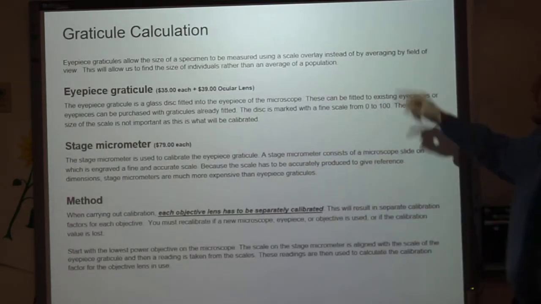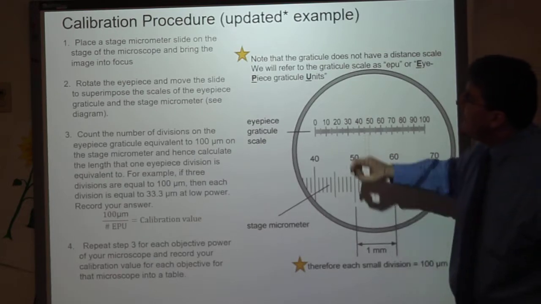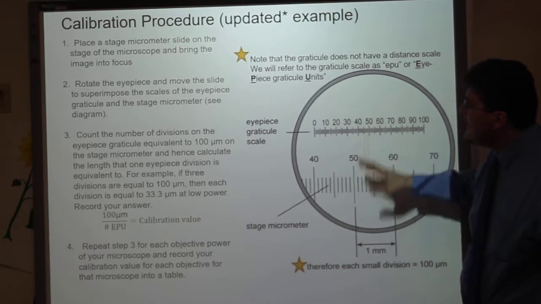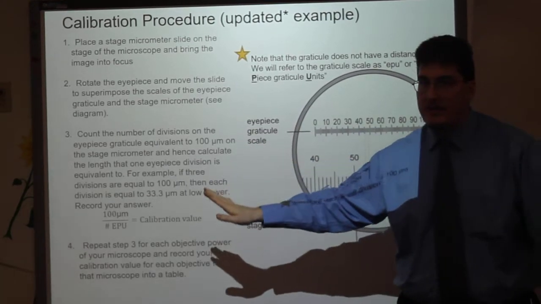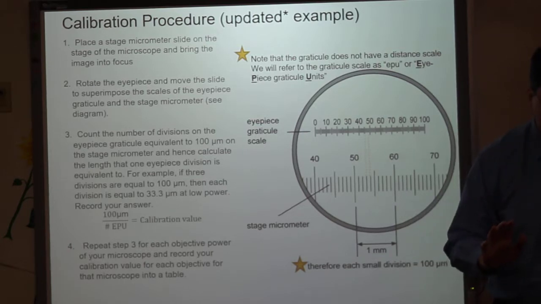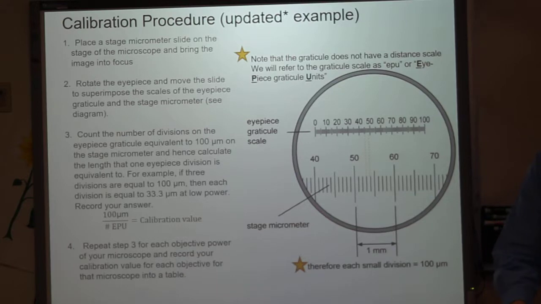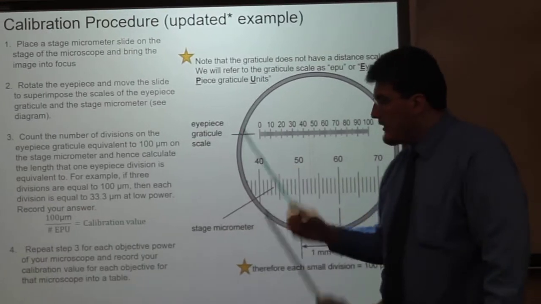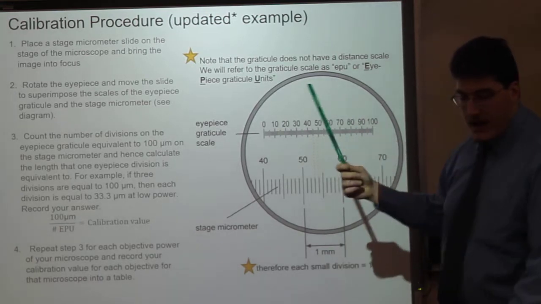All right. Now, let's talk for a moment about the calibration procedure for an eyepiece reticle. This is not nearly as complicated as all this. This slide is way too much. Let's actually take this to a much simpler level. I want you to play along at home. All right? So you're going to take a ruler.